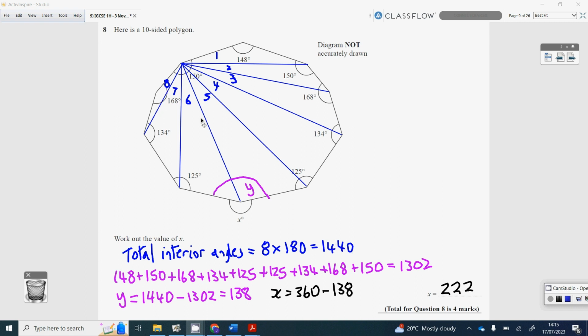So you can always just take the number of sides of a polygon and subtract 2 to work out the number of triangles, then times that by 180 to work out the total sum of the interior angles. So we know all the angles inside this shape add up to 1440, and we know all of them apart from what I've called y. So adding all the other ones up, I get 1302. Subtract this from 1440, I can work out that y is 138. Now, angles about a point add up to 360, so x is going to be 360 take away whatever y is. So 360 take away 138, which is 222.